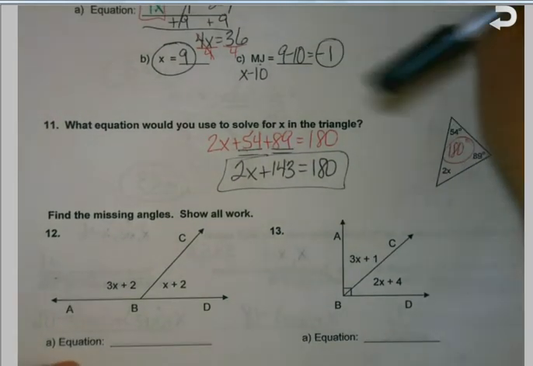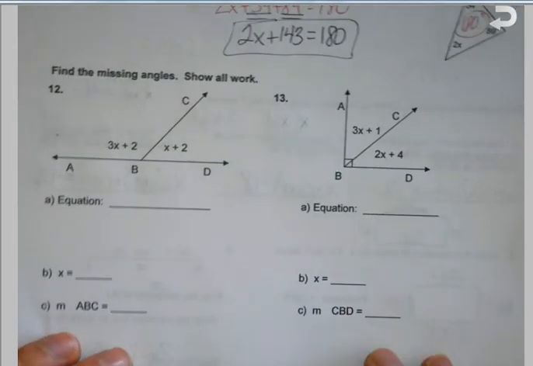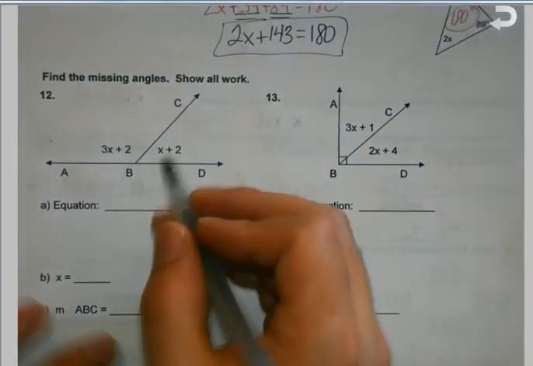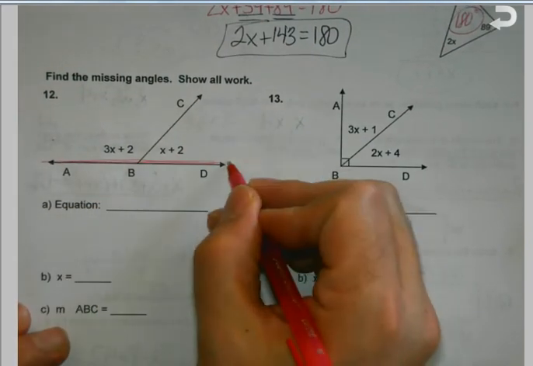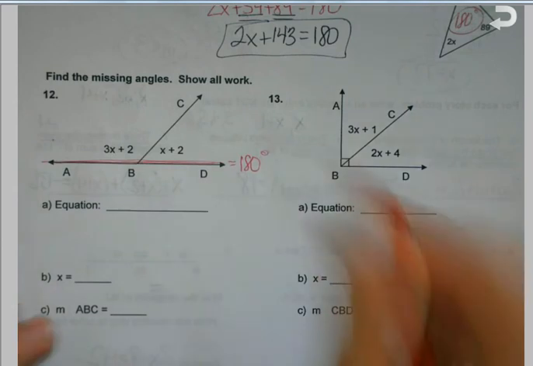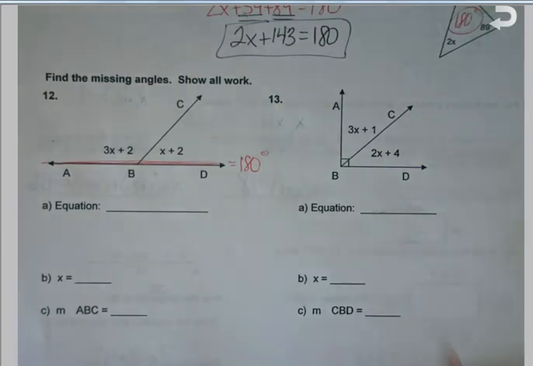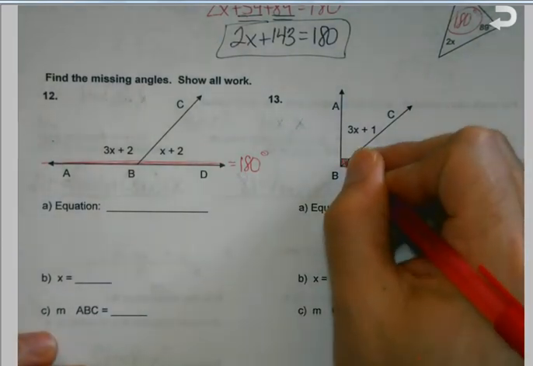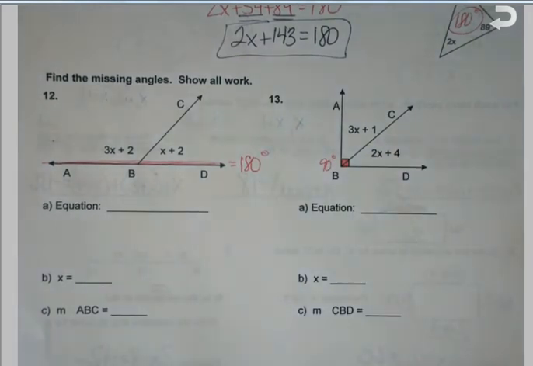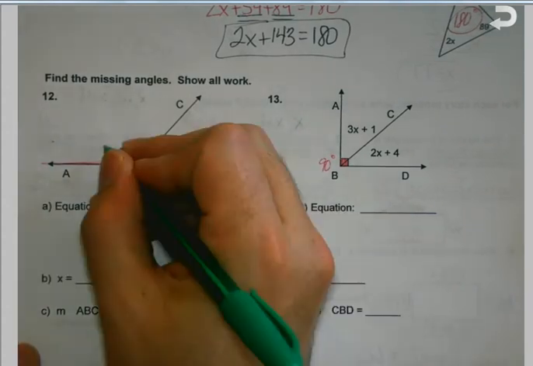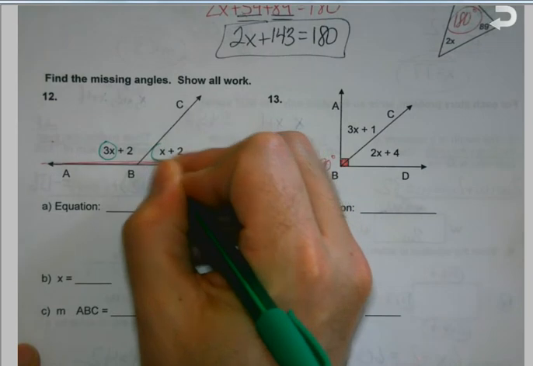All right, let's see what else we got working here. Find the missing angles, show all the work. Okay, when we have a straight angle, that's 180 degrees. When we have a right angle with the little square, that's 90. In both cases, the two angles make up the bigger angle. They equal the bigger angle. So on both of these, I'm going to combine like terms and set them equal to the whole angle.